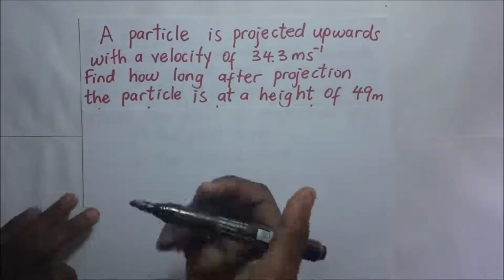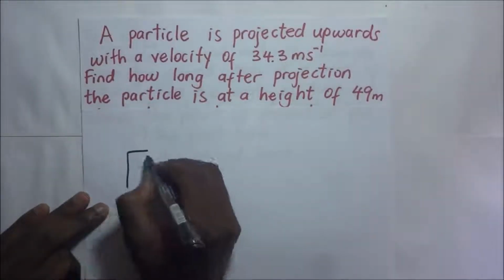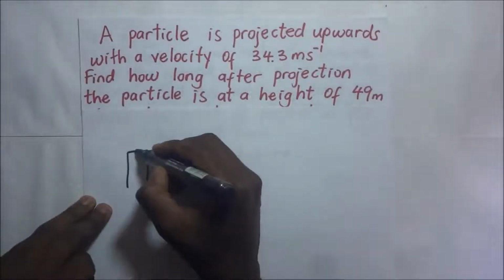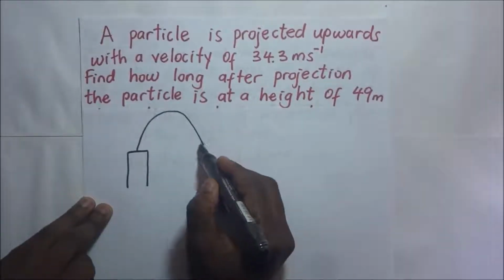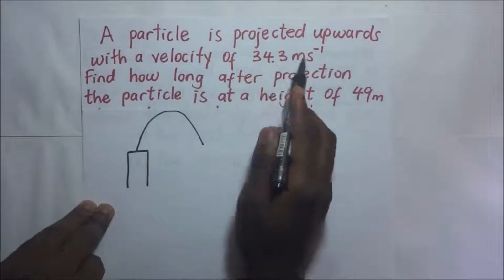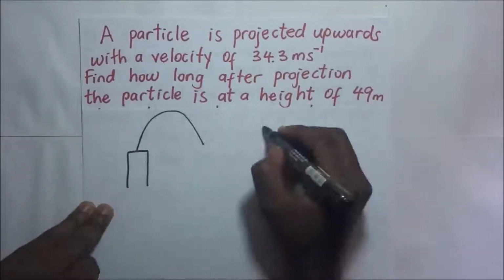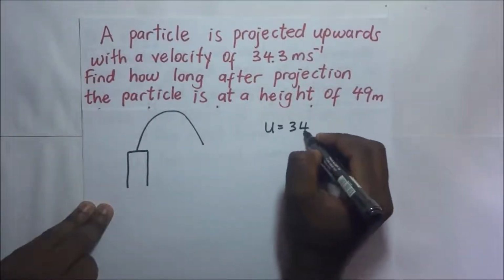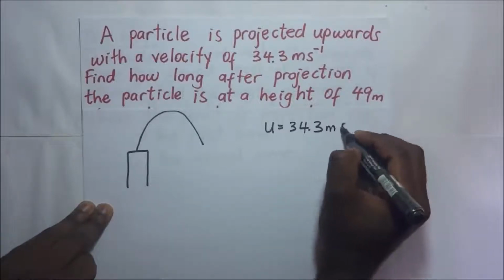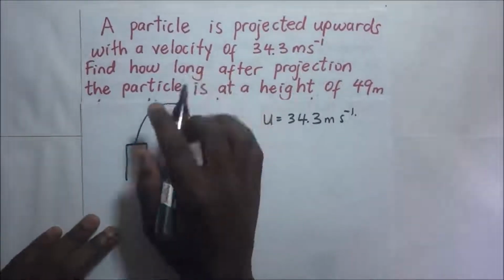So we'll summarize our question again. The particle is projected upwards with a velocity of 34.3 meters per second. So our initial velocity here is 34.3 meters per second. So find how long after projection.